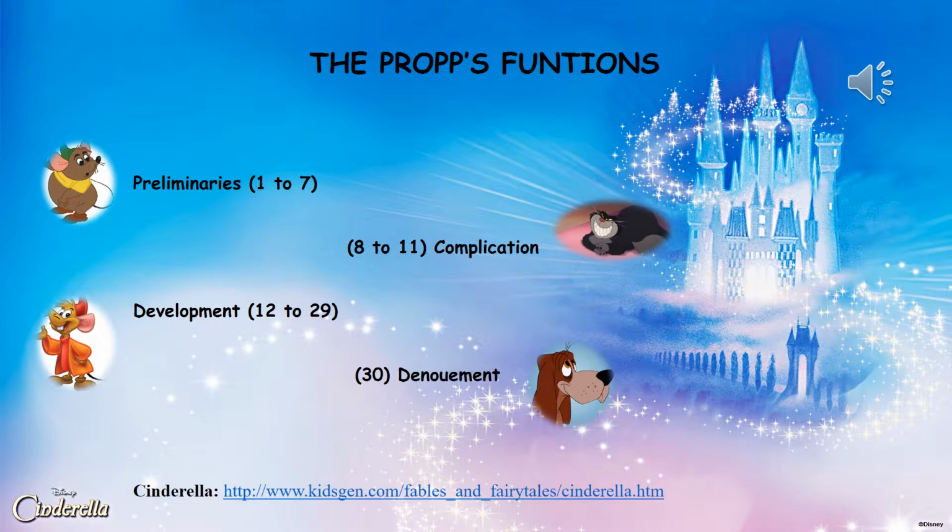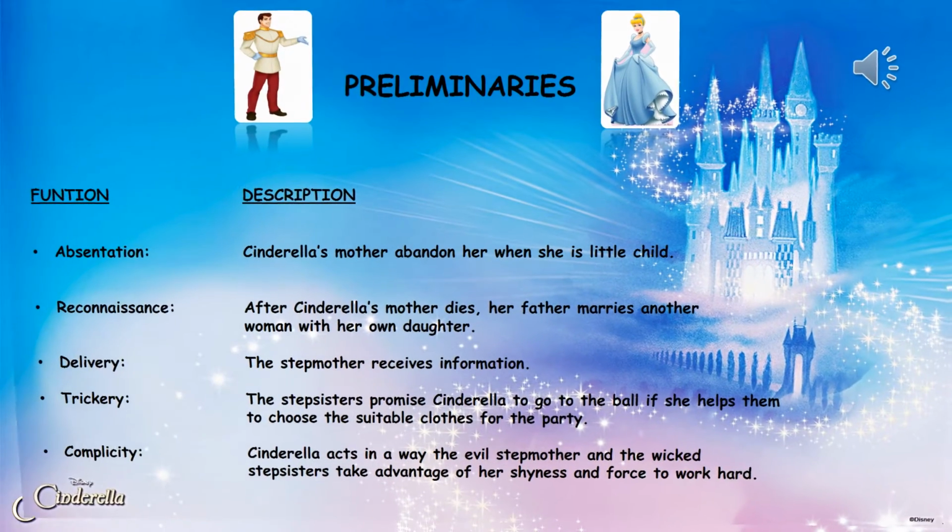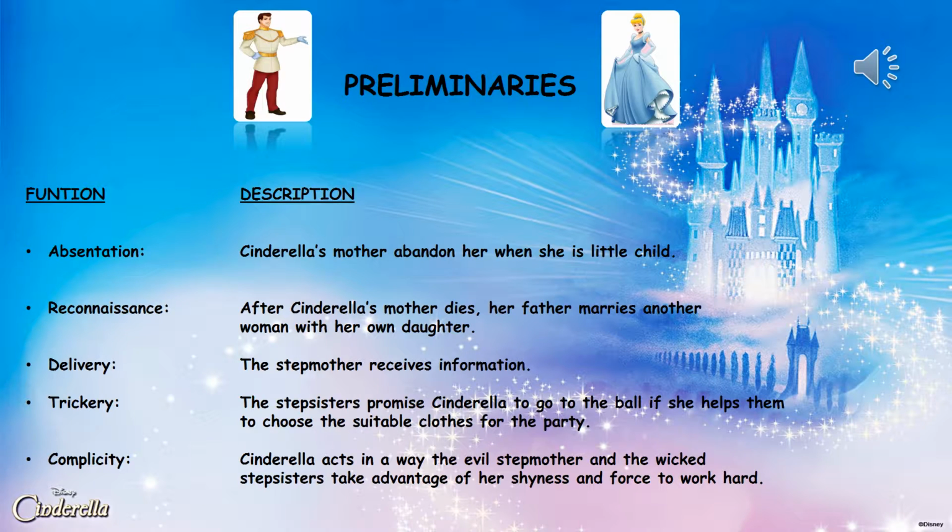The functions Propp describes can be grouped as follows. First, the preliminary, after which follows a complication, then a development, in which the donor and helper act, and finally the denouement, which can end with a marriage. Taking Cinderella as the example, the preliminary corresponds to the first 7 functions.